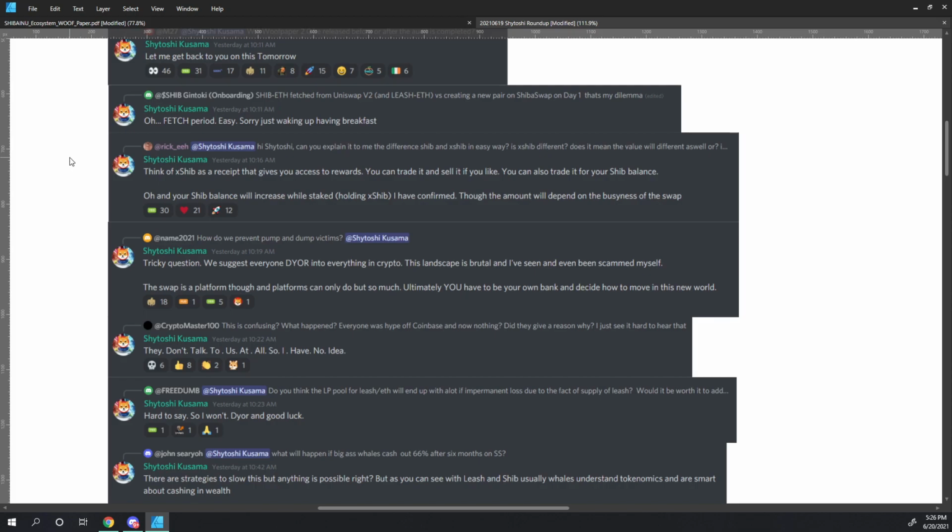Shytoshi responds, think of XSHIB as a receipt that gives you access to rewards. You can trade it and sell it if you like. You can also trade it for your SHIB balance. Oh, and your SHIB balance will increase while staked (holding XSHIB), I have confirmed, though the amount will depend on the busyness of the swap. And again, I did a video on this specific thing yesterday, if you want to watch that one in more detail.